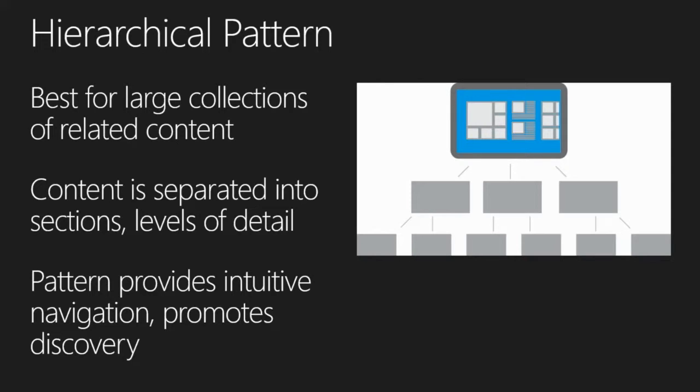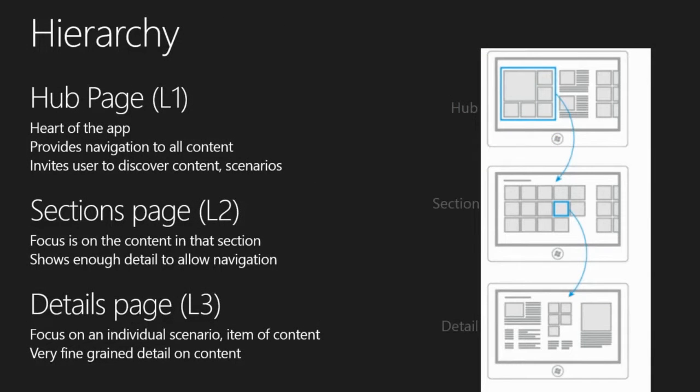With the hierarchical pattern, the designer should always include scenarios for their best-at statement on the hub or main portion of the hierarchical pattern, and then add related content in the section and details screens, so it's easy to navigate between these. Here's an example of what I was talking about.